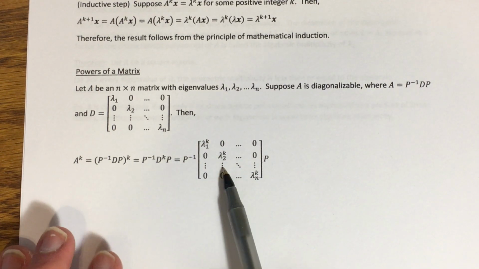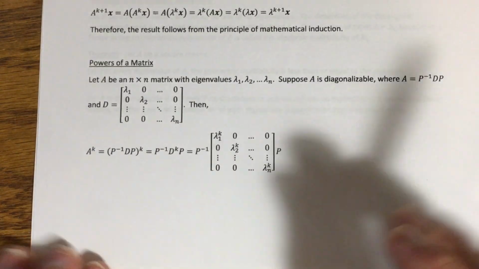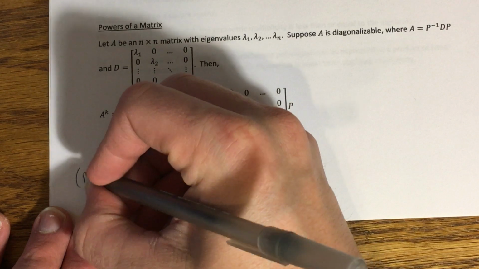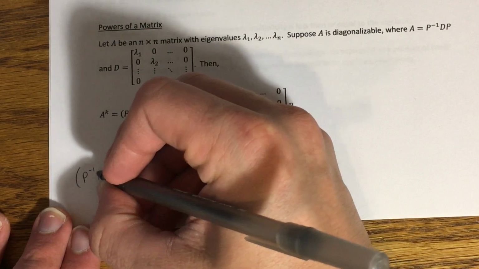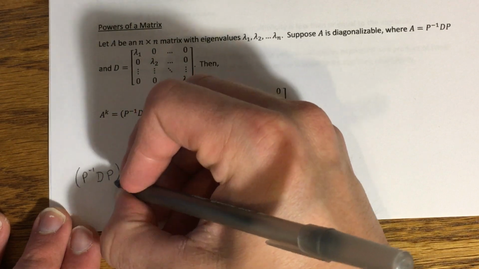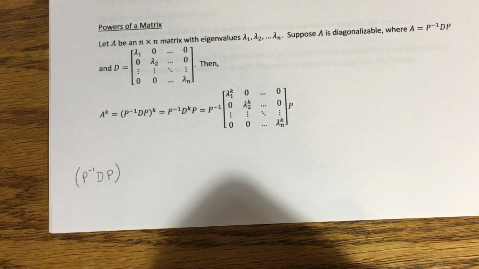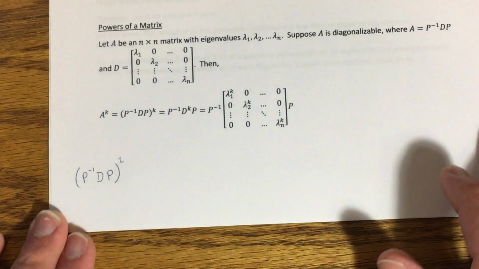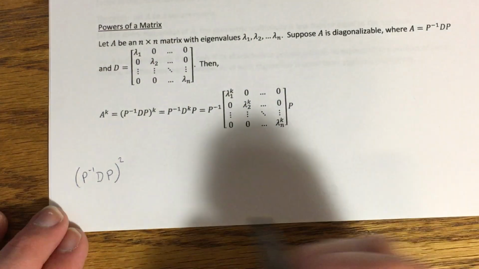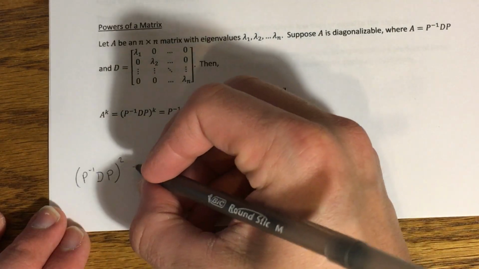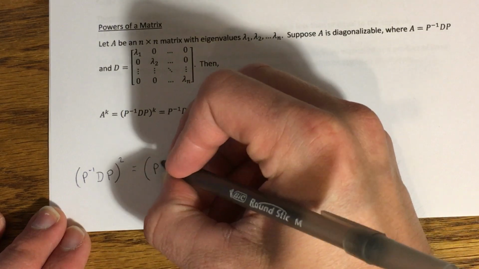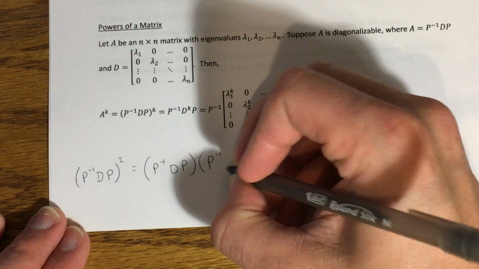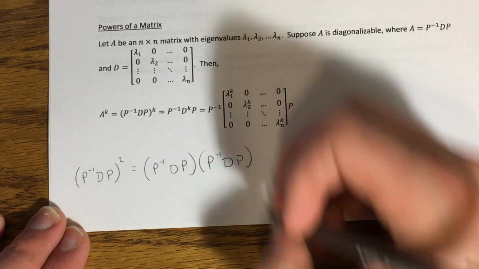Okay, so to show you why this is true, I'm going to justify this down here. Let's suppose I have P inverse times some matrix D times P, and D doesn't even have to be diagonal for this argument to work, but I'm just going to call it D. So let's suppose I'm raising it to the second power. What that literally means is this: P inverse DP times P inverse DP.